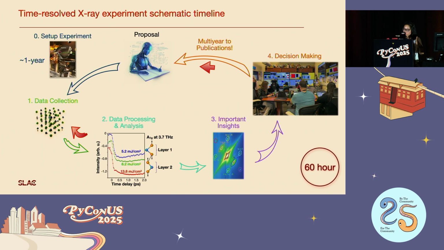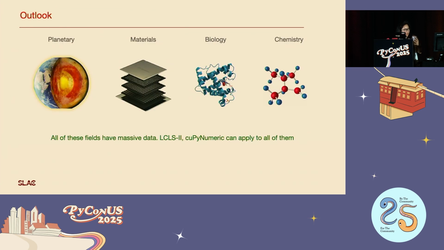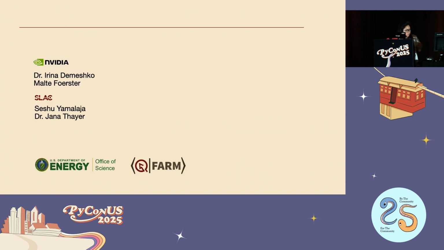So hopefully I have conveyed to you the power or the benefits of X-ray free electron lasers such as LCLS-II, and how cuPyNumeric working with LCLS-II can build a very comprehensive tool to allow us to look into different kinds of science, ranging from planetary to materials to biology and chemistry, and provide new insights that we have not seen before. And with that, I want to thank the folks that also work on this, Irina and Malte at NVIDIA, and Seshu and Yana at SLAC National Lab.